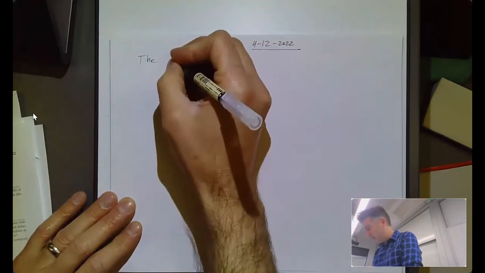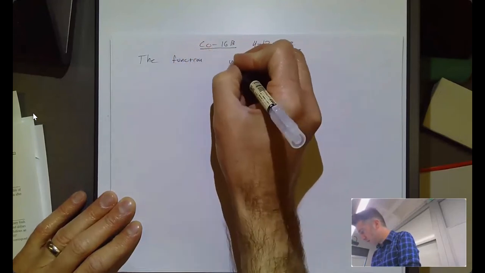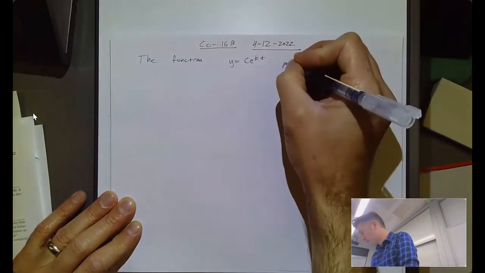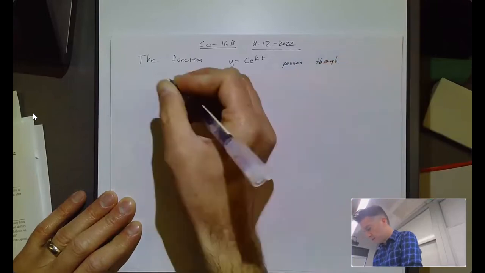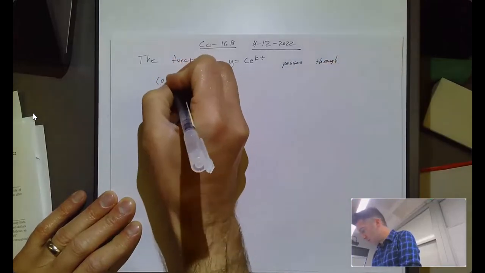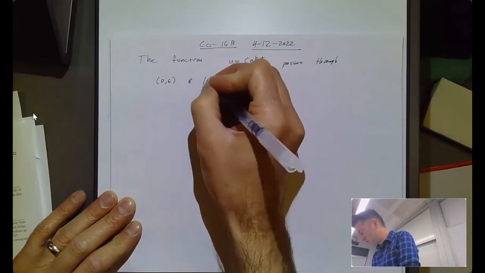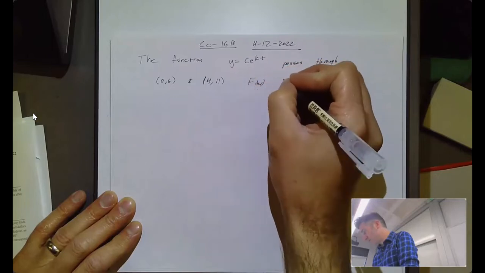So let's look at the following. The function y equals c e to the kt passes through the following points: (0, 6) and (4, 11). We want to find c and k.